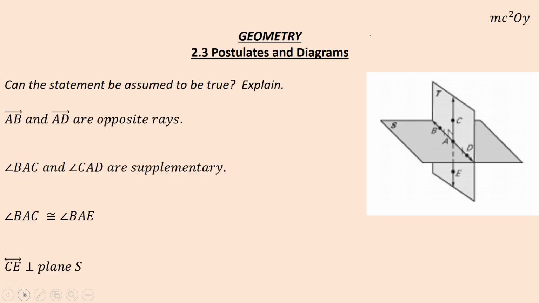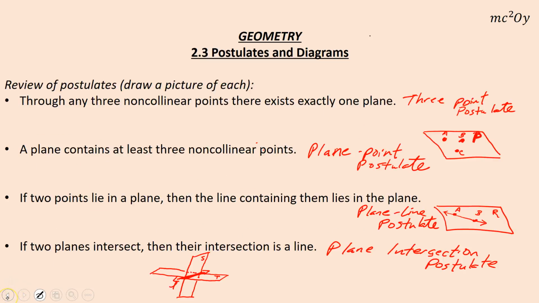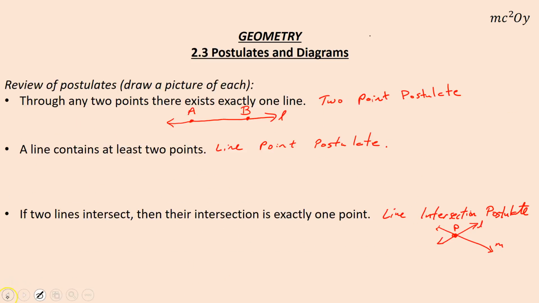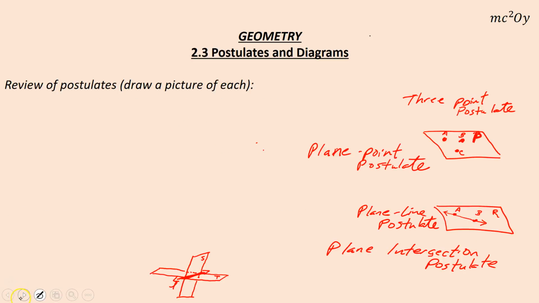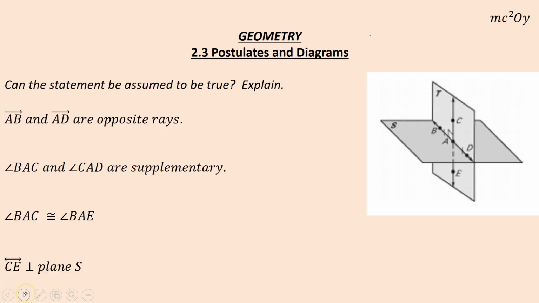Can the statement be assumed to be true? Well, let's see. Ray AB and ray AD are opposite rays. Really what we're doing in this last section and our new section was using the postulates that we looked at the very beginning. I'm trying to go back through them. These postulates and diagrams, I hope you have them in your notes. We're looking at those, and we're seeing if they can be applied to these, and if they help us to make these true. And our markings, looking at our markings.